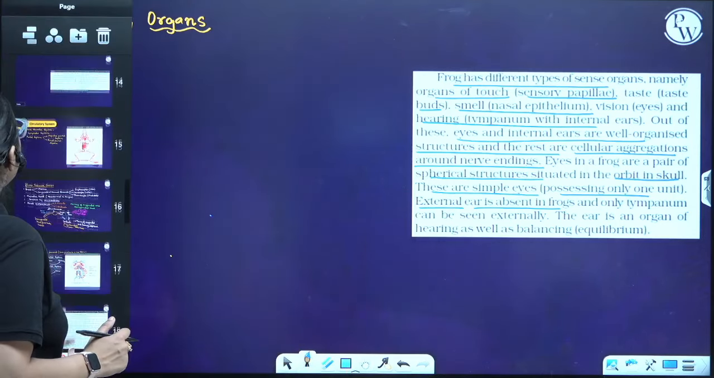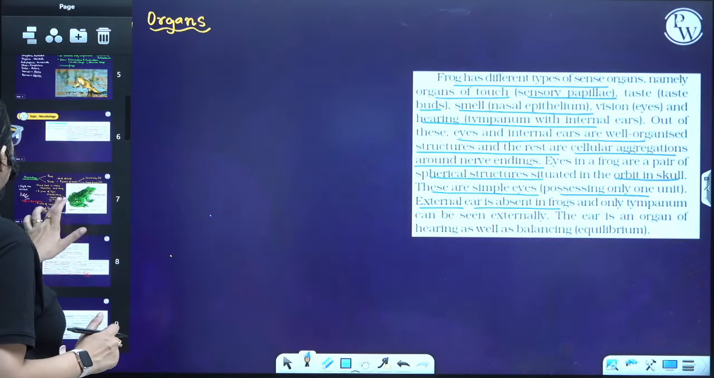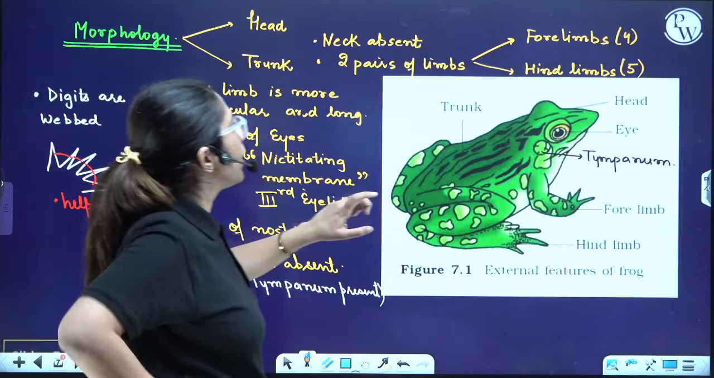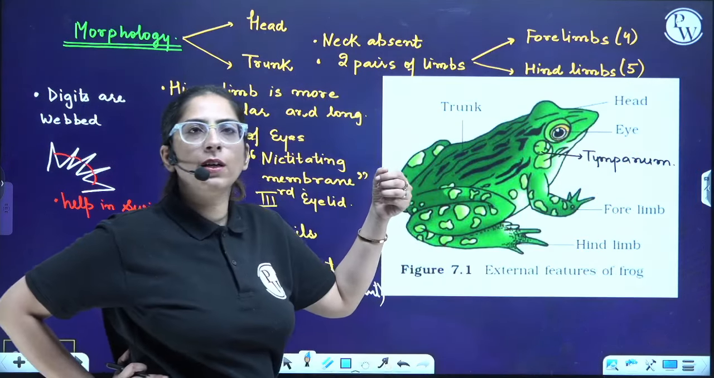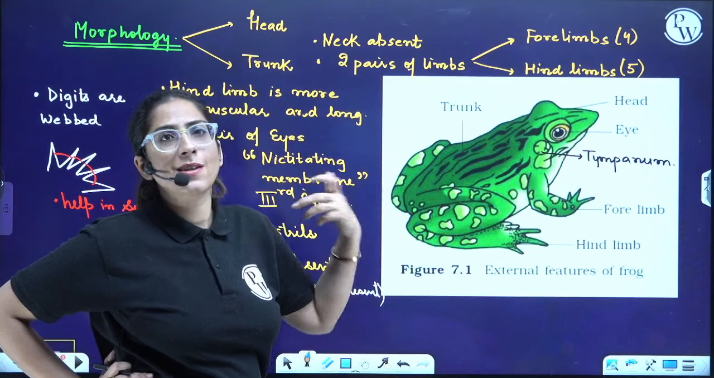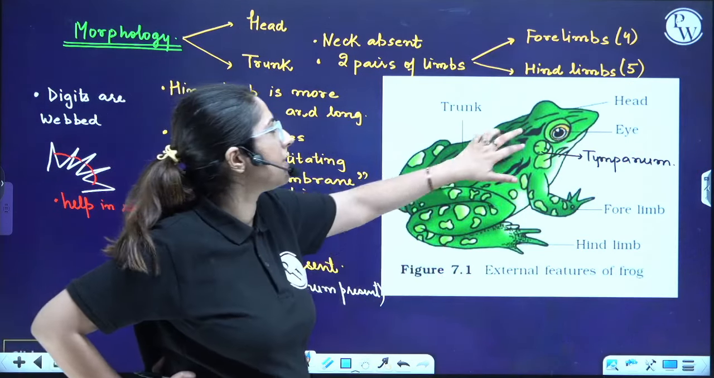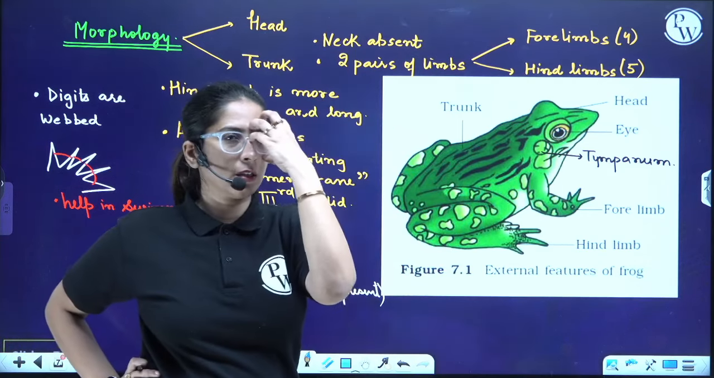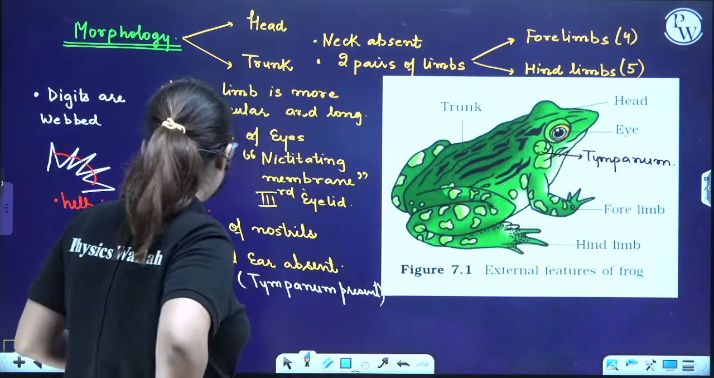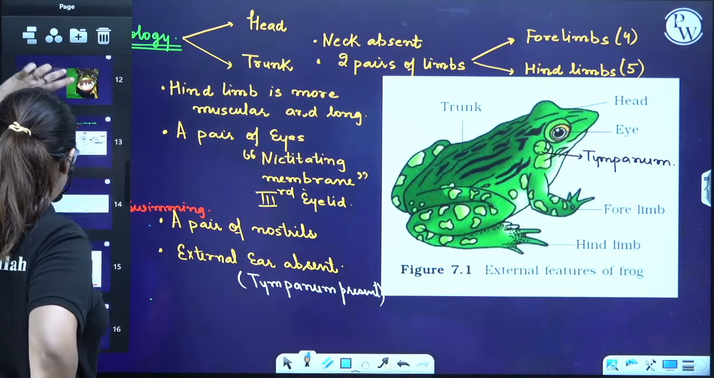Back to this diagram. Here you can see the eyes, and this is the tympanum. Taste receptors are also there. Touch receptors are also there. All the receptors are there, but they are just nerve endings. These are the ones which are very well developed. Now, eyes are present in a socket. Okay. Easy peasy.